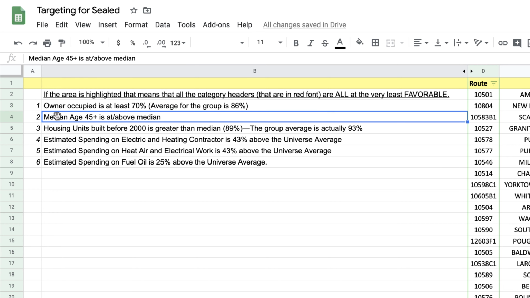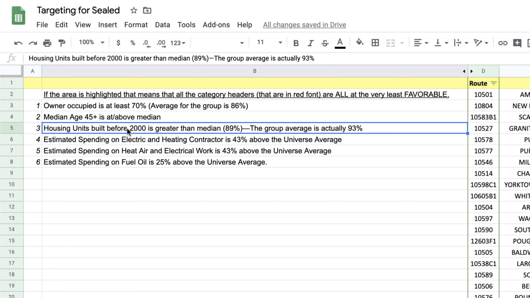Median age, so they happen to sell to older folks. So 45 isn't old, but on the older end. So we pulled the median age of the household. It was really important that the house is built before 2000, because that would mean it needs insulation. So we did the median age of the house, right? So, or actually, is this built before 2000 or after 2000?